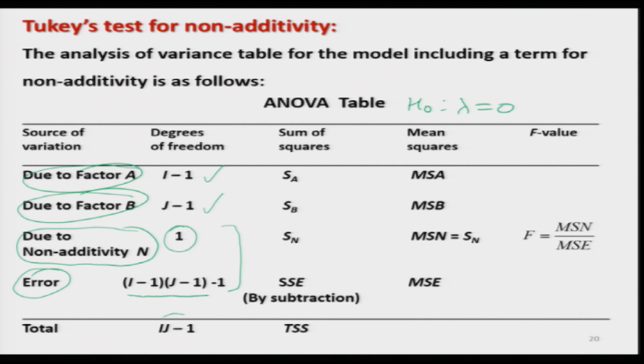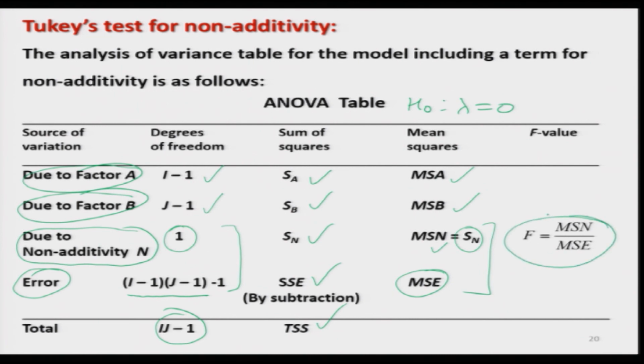And total degrees of freedom are here as usual as earlier Ij minus 1, and the corresponding sums of squares are SA, SB, SN, SSE and TSS. That is the standard thing that you used earlier. Now, based on that you can find out here the mean squares, MSA, MSB, MSN, which is here SN because the degree of freedom here is only 1, and then MSE, and then you take the ratio of MSN and MSE, and you can obtain here the F statistic, which can help you in testing the hypothesis H naught lambda is equal to 0, right.